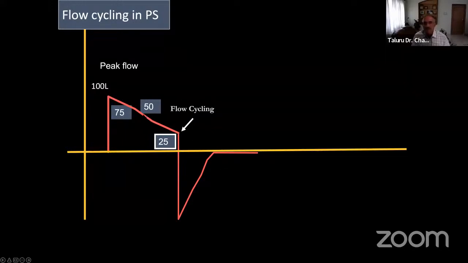In COPD, I will shift it to 50% because I want the inspiration to end here, and I want more time for expiration. That is how I control the IE ratio in a pressure support mode. I will show you in some other slides. Always remember flow cycling occurs like this: peak flow 25% or 50% or 70%. You can set it, but by default it is at 25%.